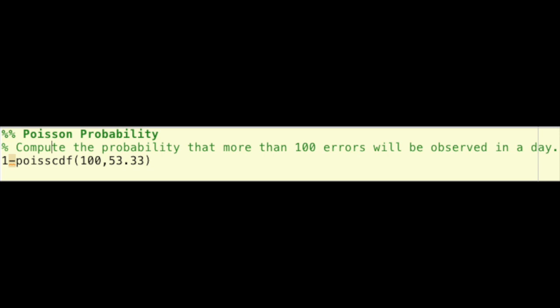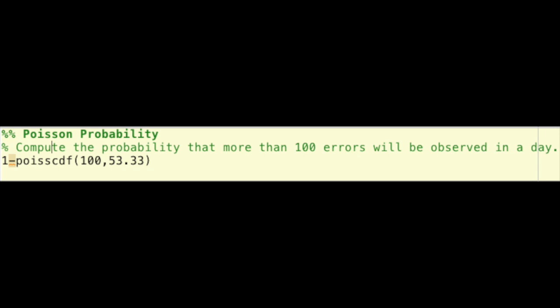In Matlab, the Poisson distribution is handled with the poissPDF and poissCDF functions. Both of these require the random variable, or the count of the number of preferred outcomes that are observed within a certain interval, followed by the parameter value lambda, which represents the number of preferred outcomes that one expects to see on average in that same interval.